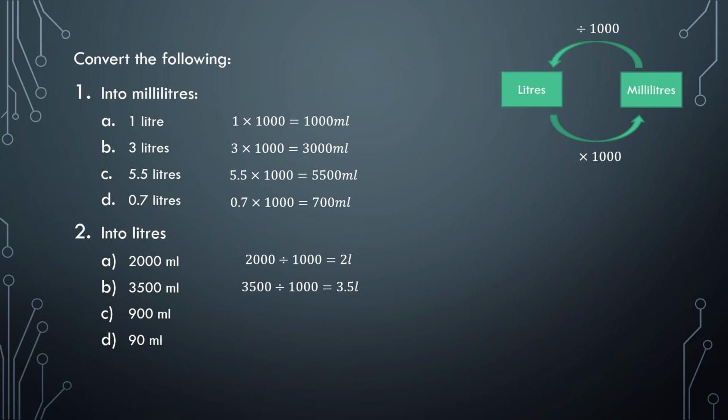Again, how many thousands make 3,500? 3.5. Third one, I've got 900 milliliters divided by 1,000. So 900 divided by 1,000. 900 is smaller than 1,000, so it's going to have to be 0.9 liters. And then 90 milliliters, well, 90 is 10 times smaller, and so my answer should come out to be 10 times smaller. When I do 90 divided by 1,000, I get 0.09 liters.